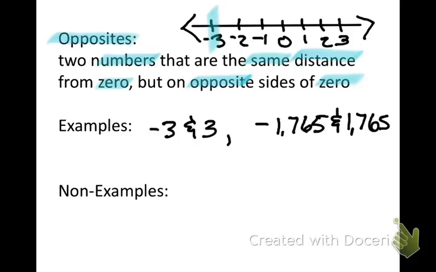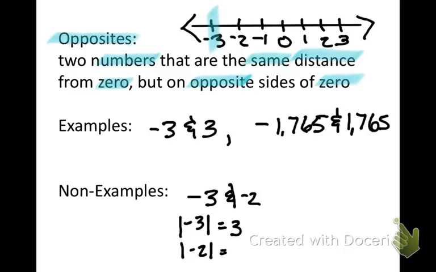Some non-examples would be, say, -3 and -2. They're not on opposite sides of the number line. They don't have the same absolute value, because if I take the absolute value of -3, I get 3. If I take the absolute value of -2, I get positive 2. Those are not the same. They're not the same distance. So these are non-examples, guys. Now this is really important for our next vocabulary word.